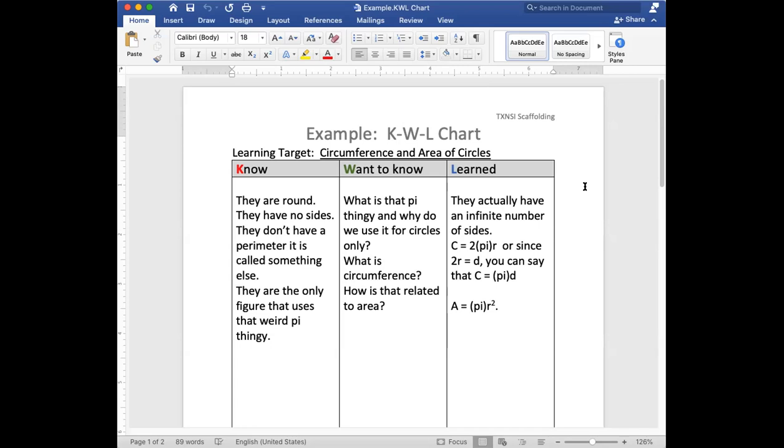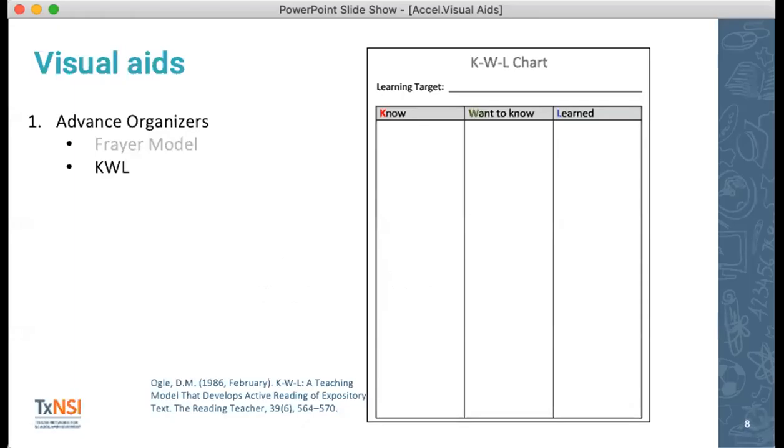You can see this is in their own words. What is that pi thingy? And why do we only use it for circles? And then at the end, what did you learn? They can put that in there as well. Again, that's a built-in reflection tool that's really interesting when you're working with KWL charts.